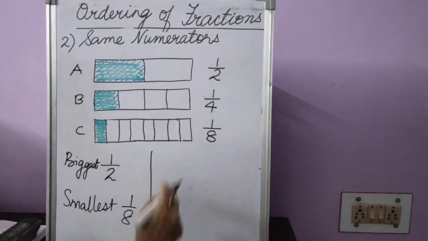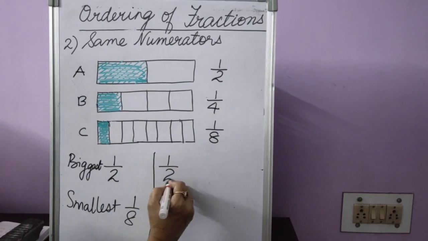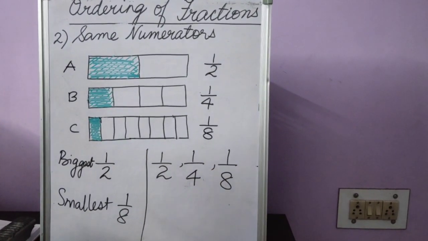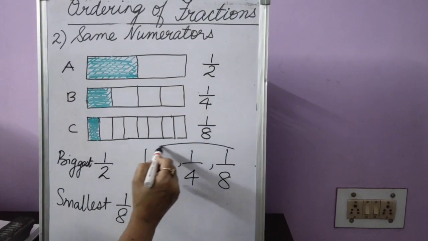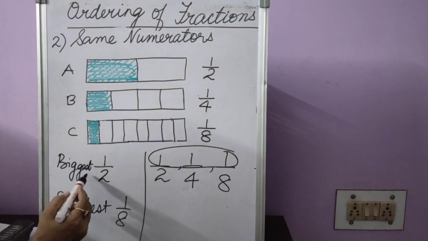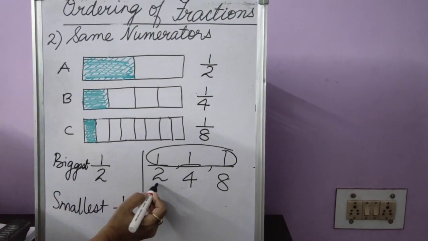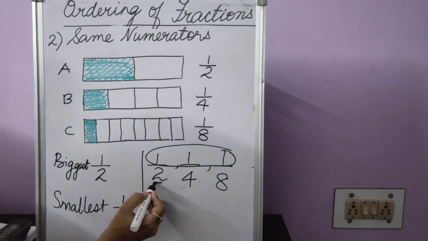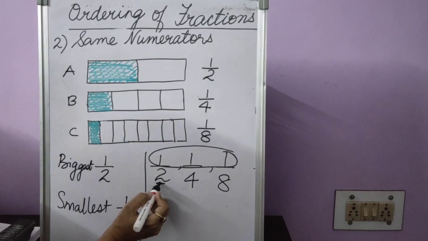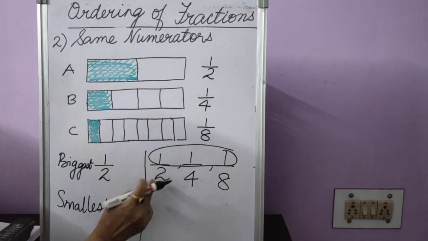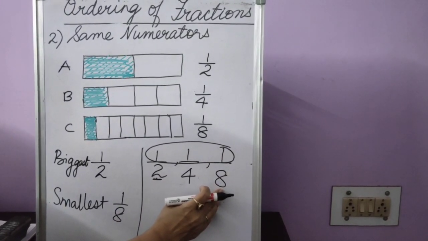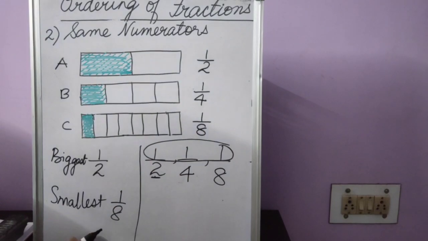So now if we were to see these 3 fractions, 1 upon 2, 1 upon 4 and 1 upon 8, what do we see in them? We see that the numerators are all the same. But just see over here now. Which is the biggest one? 1 upon 2. That means the smallest denominator. 2 is the smallest denominator. Smallest denominator becomes the fraction which is the biggest. And the biggest denominator becomes the smallest fraction.